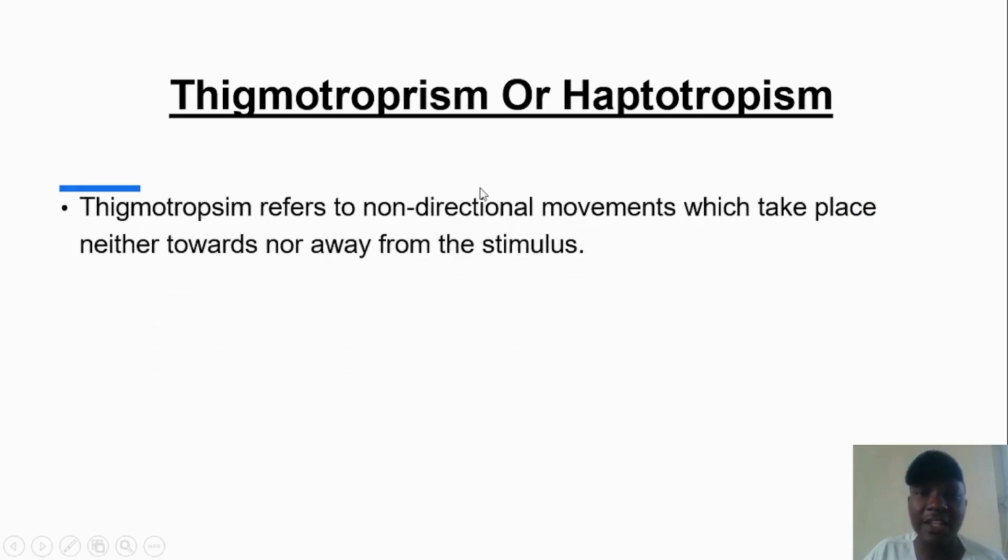Thigmotropism just refers to the non-directional movements which take place neither towards nor away from the stimulus. So this is the other tropic response shown by plants, whereby the plants move without showing any direction, or any part of the plant does not show exactly where it wants to move, away or toward. So it does not show a change of direction, or any effect of moving away or toward the given stimulus.